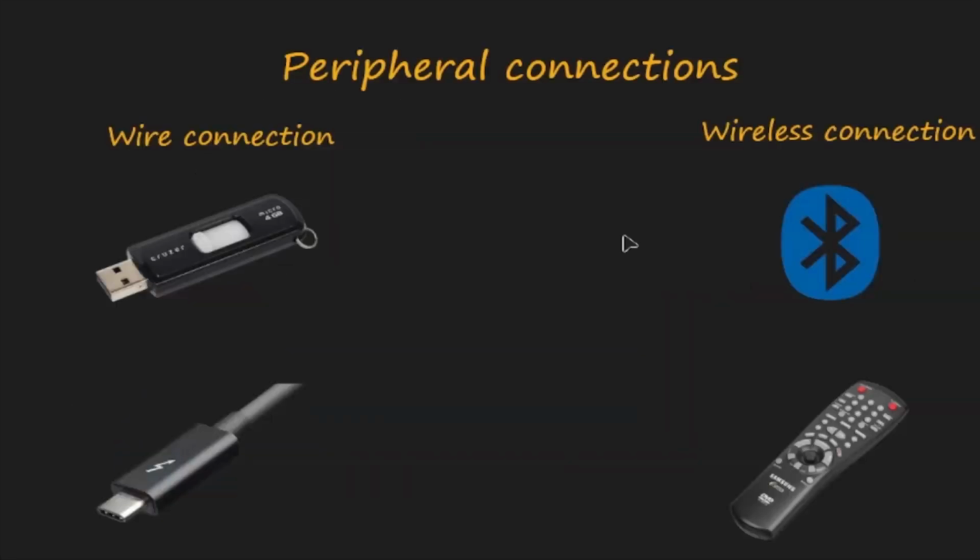Peripheral connections have two types: wireless and wired. Wired connections include USB and Thunderbolt. Wireless connections include Bluetooth and radio frequency. Most of these are used to connect devices that are near each other. But if I am in Asia and my friend is in Europe, this shows the importance of networks.